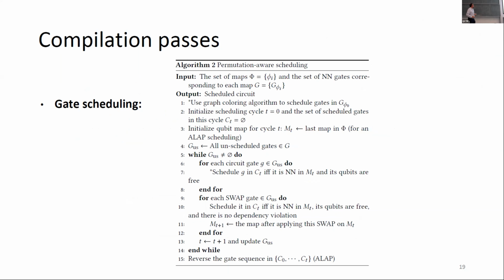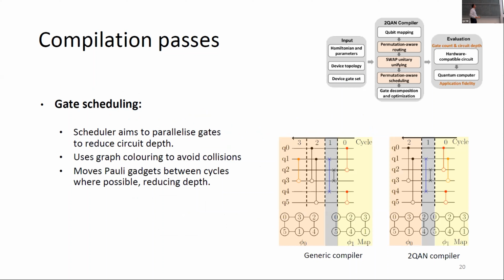And finally, there's the gate scheduling step. So again, this is the algorithm, and I'll give you just an overview. Essentially, it is trying to reduce the circuit depth by implementing gates at the same time as much as possible. We use the rule that at each layer, each qubit is allowed to be involved in only one gate operation. This transforms into a graph coloring problem, which we can automate, and which allows us to maximize the number of simultaneous gates we can implement.